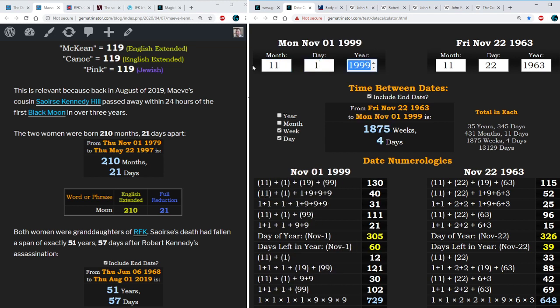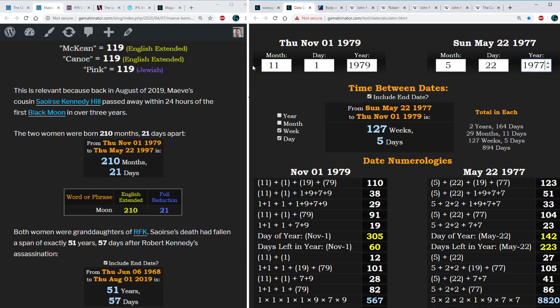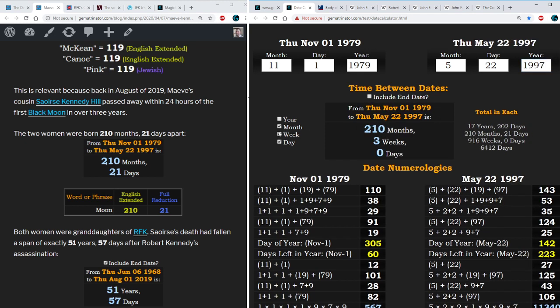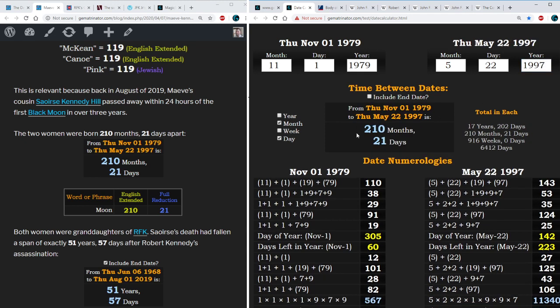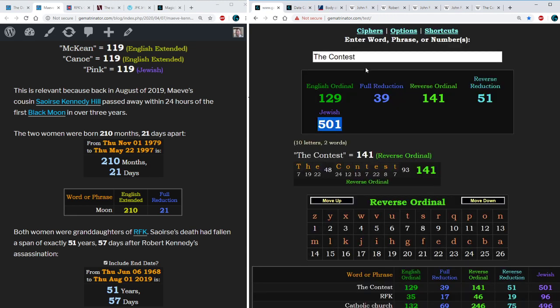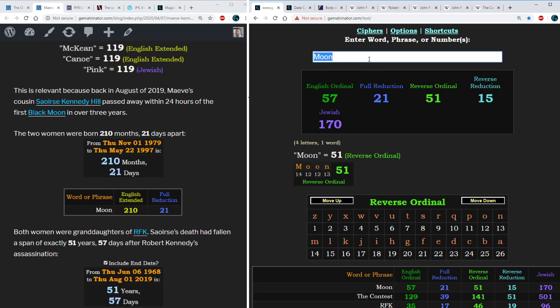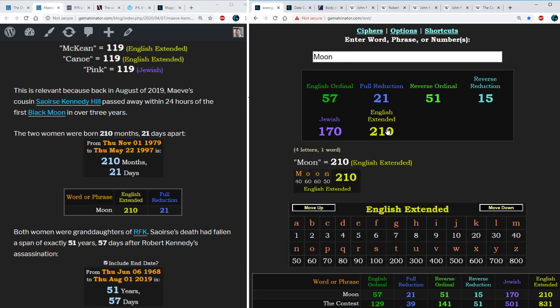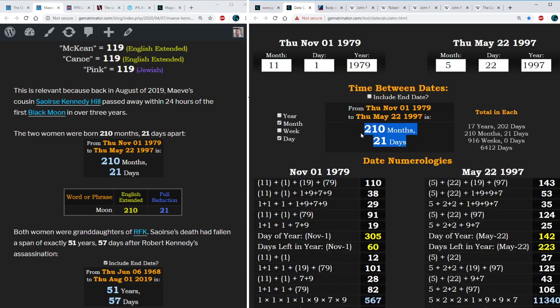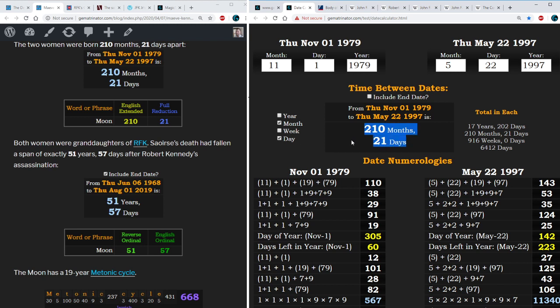So Maeve McKean was born on November 1st of 1979, and Saoirse Hill, who passed away last year, was born on May 22nd of 1997. Notice how these two women are separated in birth by 210 months and 21 days. This is very significant. The word moon sums to 210 and 21 in gematria, numbers found directly in the gaps between their birthdays.